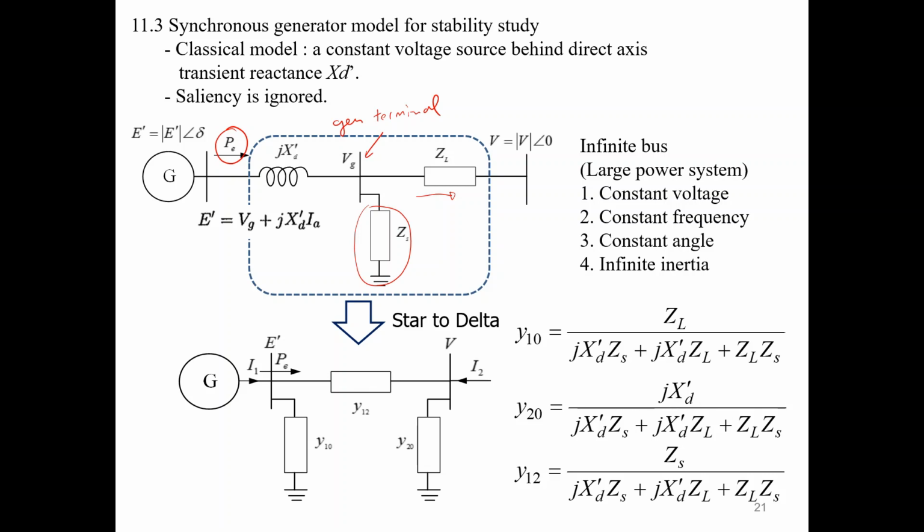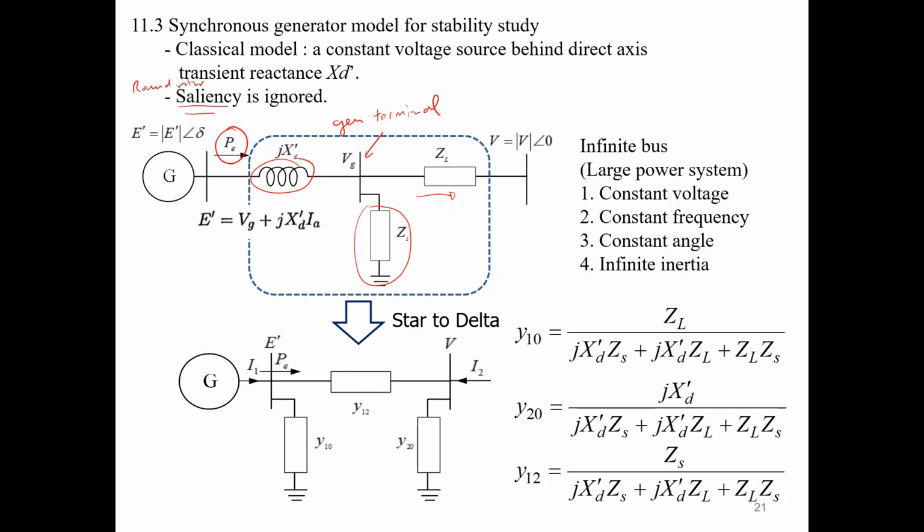We apply the classical model as a constant voltage source behind the direct axis transient reactance. What do we mean by this? A classical model, and the saliency is ignored, meaning that we consider just the round rotor case.